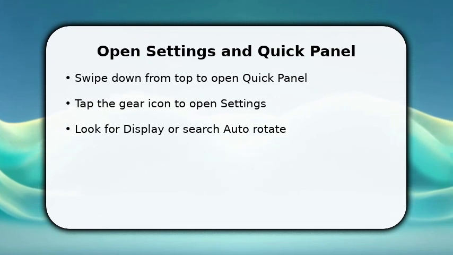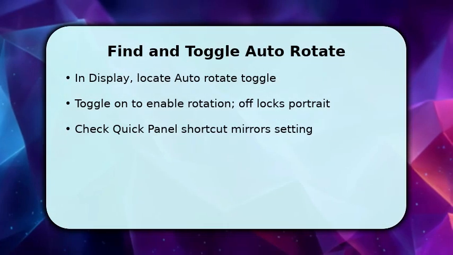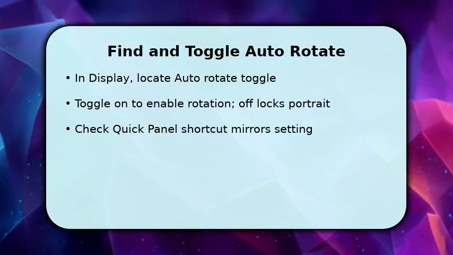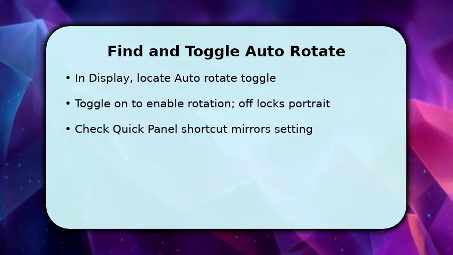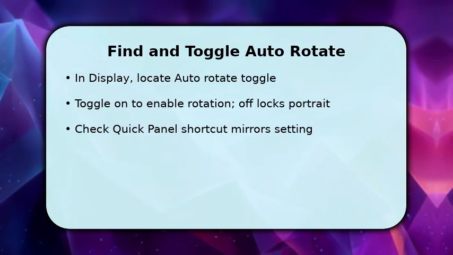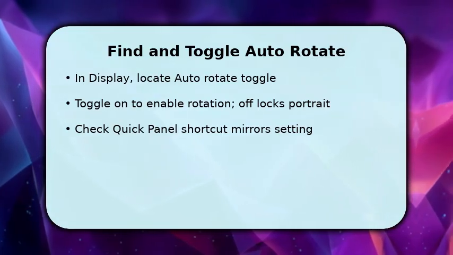Now, within display, scroll until you see the auto rotate toggle and a short explanation of what it does. Tap the toggle to turn it on. This allows your screen to rotate automatically based on orientation.